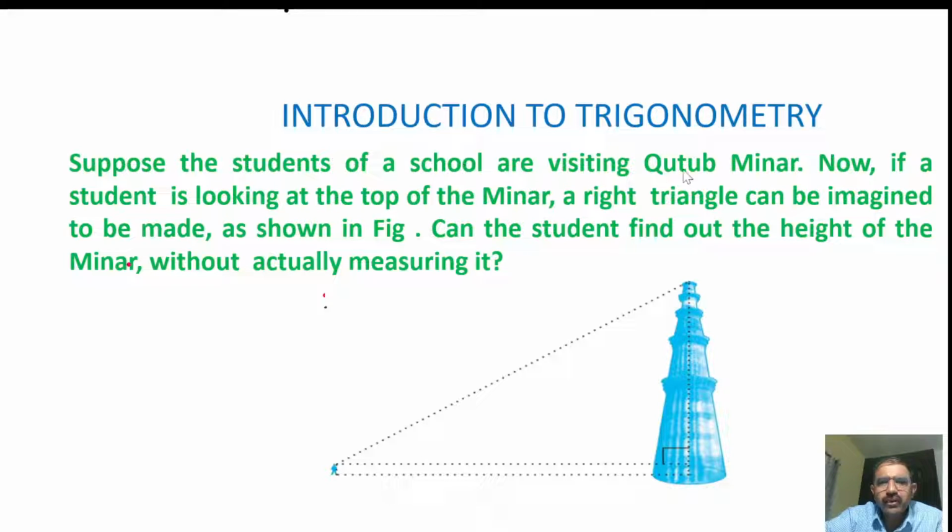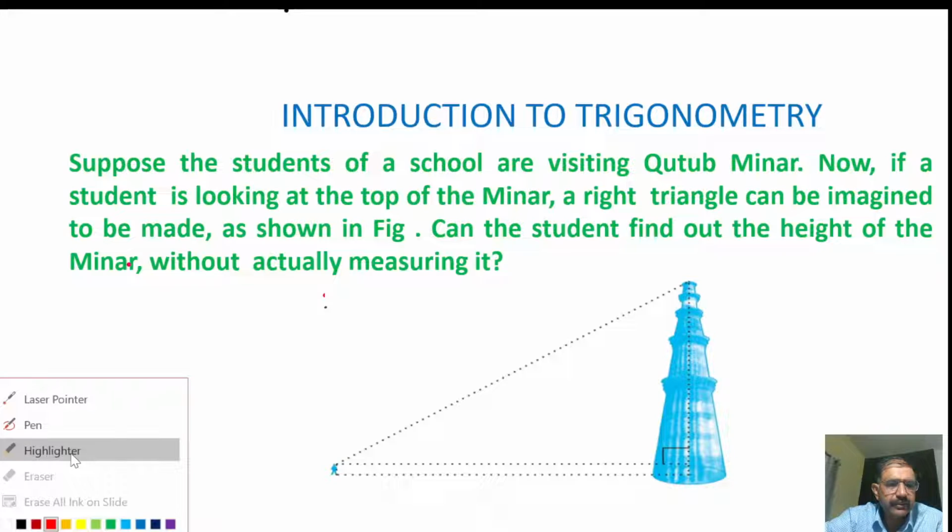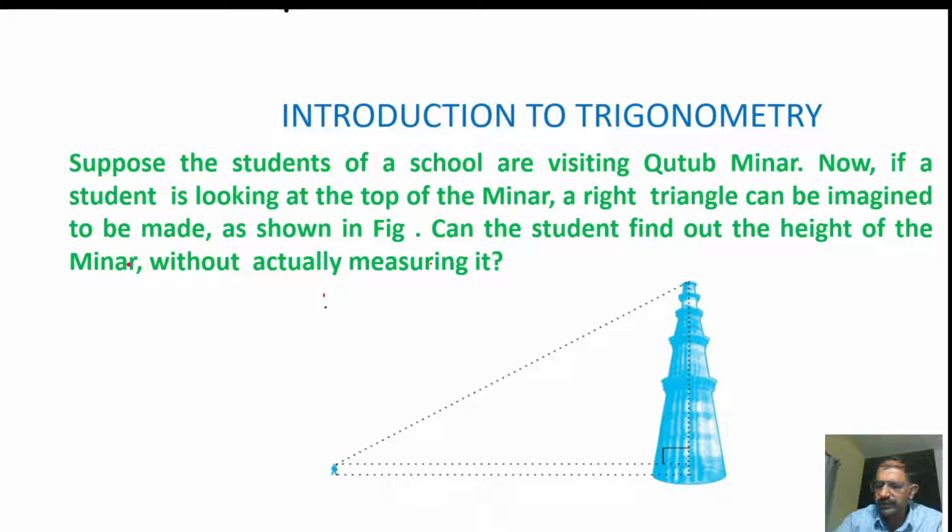Suppose the students of a school are visiting Qutub Minar. Now, if a student is looking at the top of the minar, a right triangle can be imagined to be made as shown in the figure. Can the student find out the height of the minar without actually measuring it? Yes, that is possible. That information basically we get from trigonometry. So how is it possible?